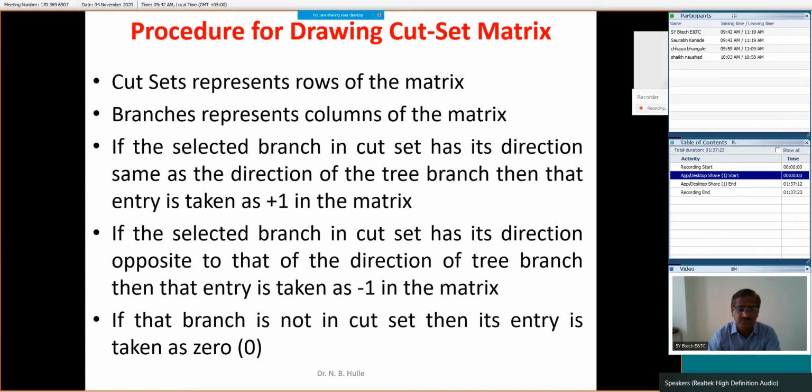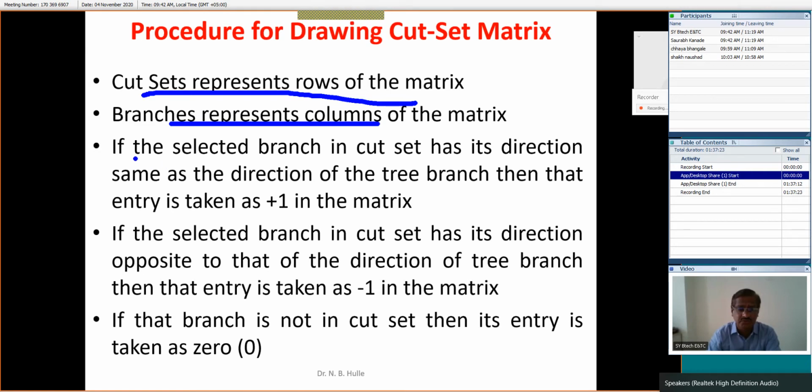In this case, cut sets represent the rows of the matrix. You see here, if we have 3 cut sets, we have 3 rows. If we have 4 cut sets, we have 4 rows. This cut set represents rows of the matrix, meaning C1, C2, C3, and C4. Is it right? As in the case of the tie-set matrix, tie-sets are the rows of the matrix. The branches represent the columns of the matrix. This is almost the same. Cut sets are the rows of the matrix and the branches are the columns of the matrix.